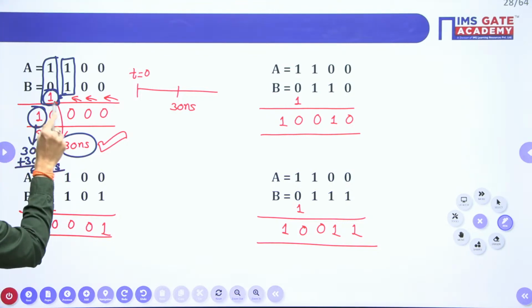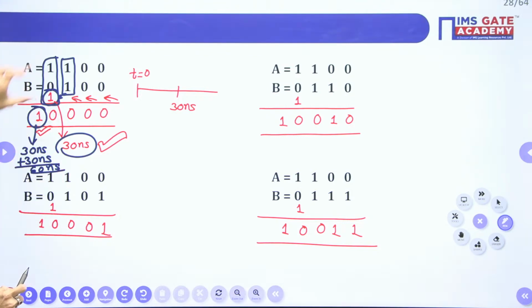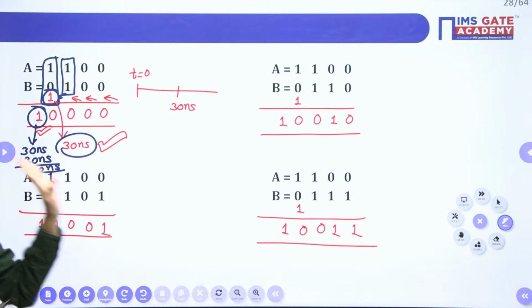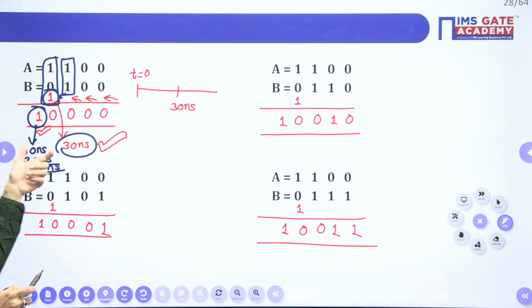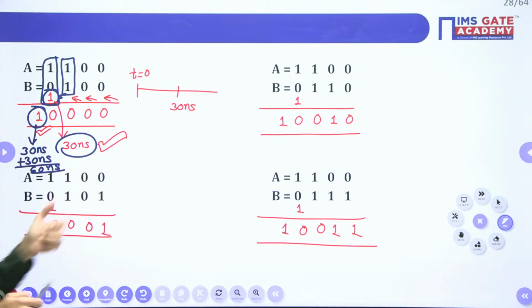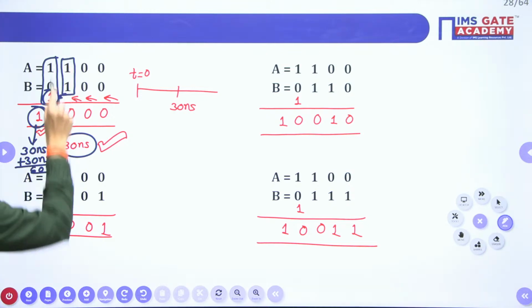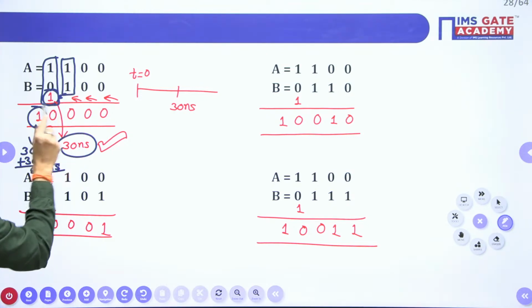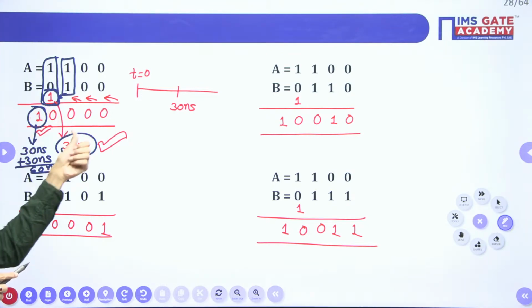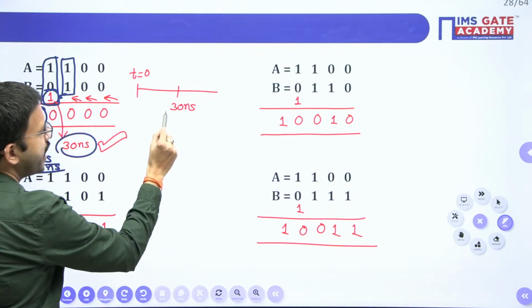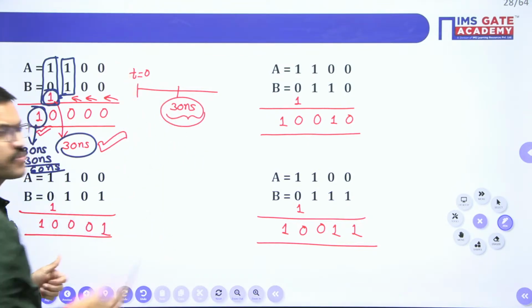Say for example, if it has not waited, then what will happen? It will assume that the initial carry is 0. Because of that, here the carry output will be 0. But the question is, in order to get the valid output, the moment this full adder is producing carry output as 1, then this full adder has to consider that carry. Since this carry is coming at 30 nanoseconds.